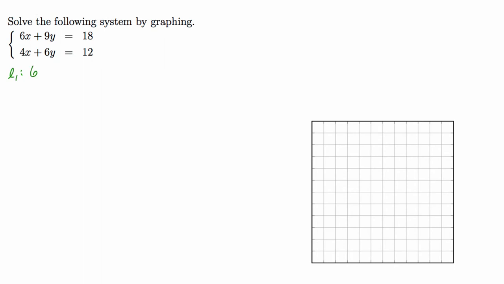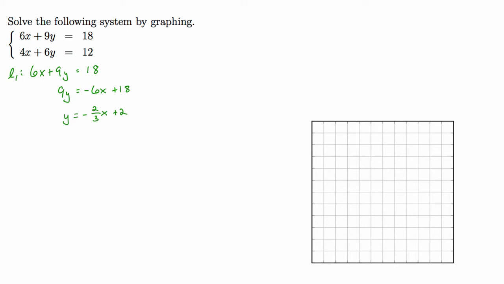So the first equation is 6x plus 9y equals 18. To solve that for slope-intercept form, we will first subtract 6x from both sides. Subtracting 6x from both sides gives us 9y equals negative 6x plus 18. We will then divide both sides of the equation by 9, which will give us the equation y equals negative 2/3 x plus 2.